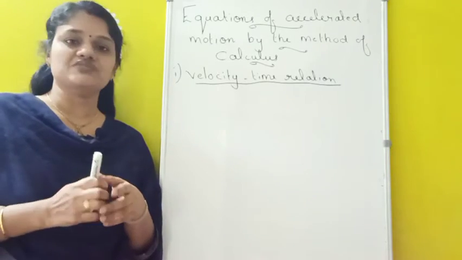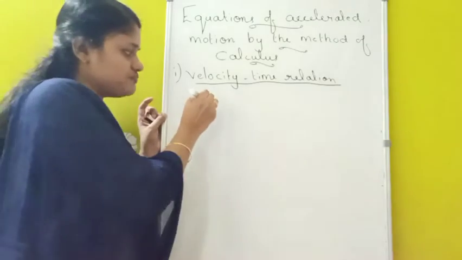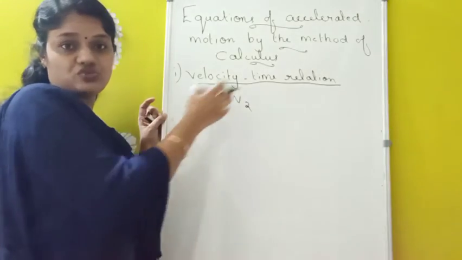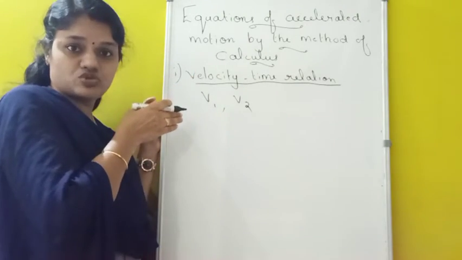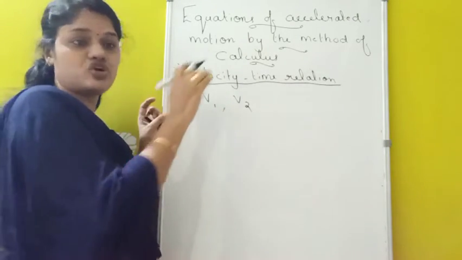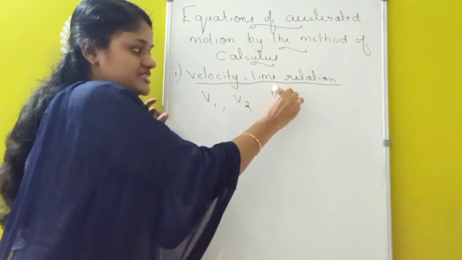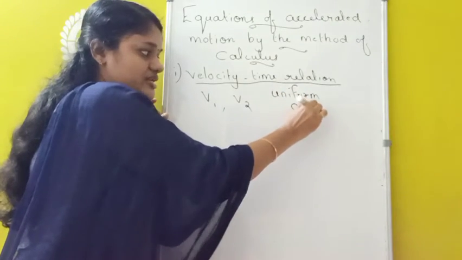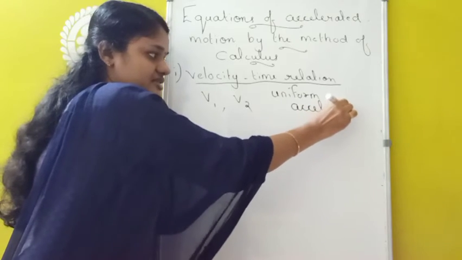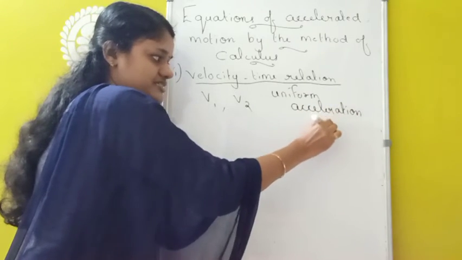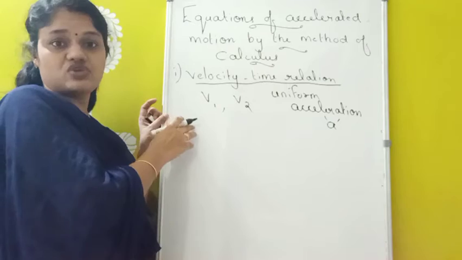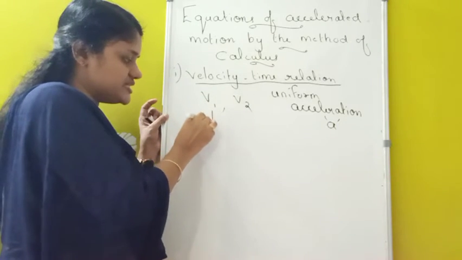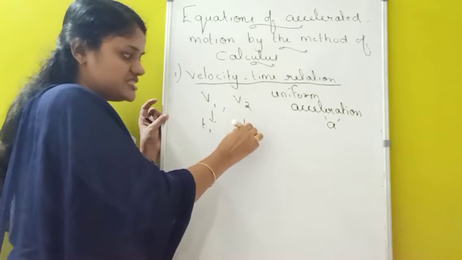Okay. So suppose we are taking V1 and V2. Let V1 and V2 be the velocities of an object. This object is moving along a straight line with uniform acceleration A. So acceleration is A, uniform acceleration A, and let V1 and V2 be the velocities of this object at time t1 and t2 respectively.